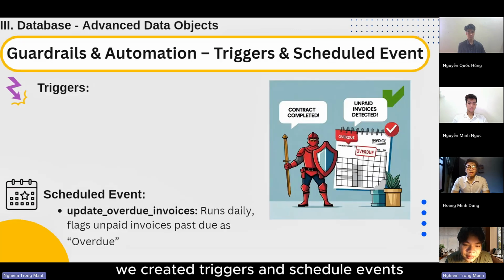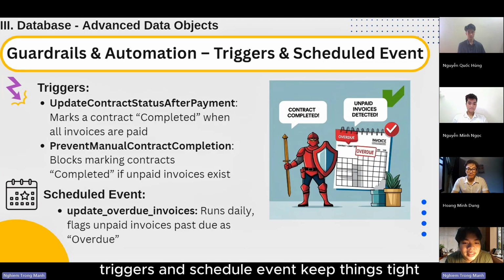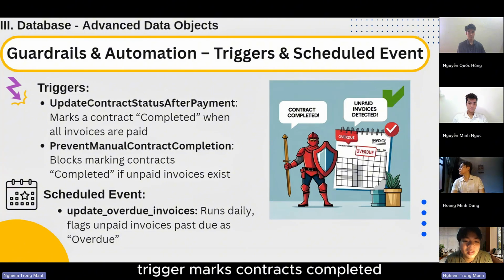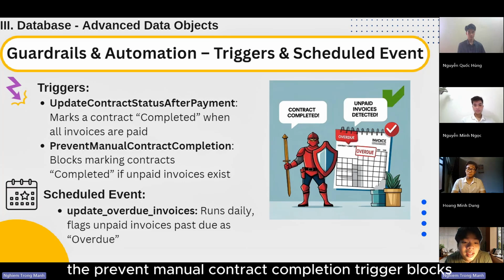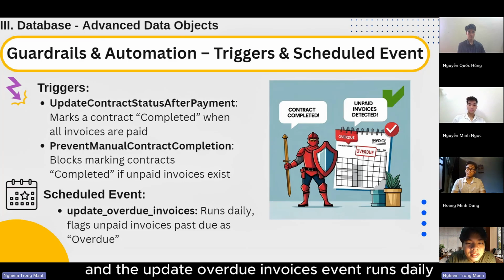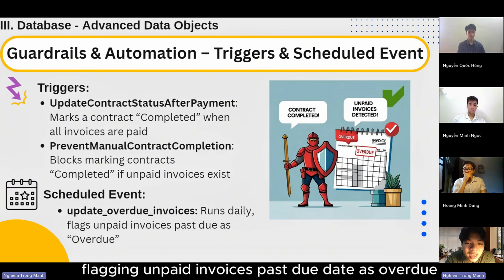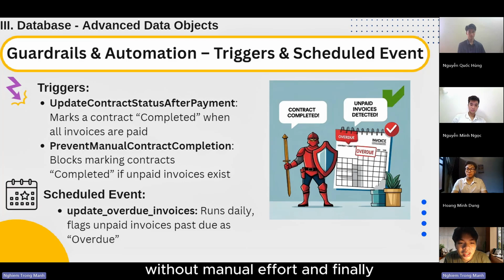We created triggers and scheduled events like guardrails and automation. Triggers and the scheduled event keep things tight. The update contract status after payment trigger marks contracts completed when all invoices are paid. The prevent manual contract completion trigger blocks marking contracts completed if unpaid invoices remain. And the update overdue invoices event runs daily, flagging unpaid invoices past due date as overdue. These are like silent guards, ensuring accuracy and data integrity without manual effort.